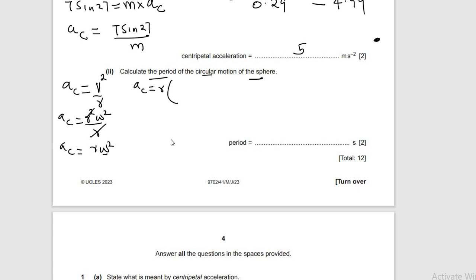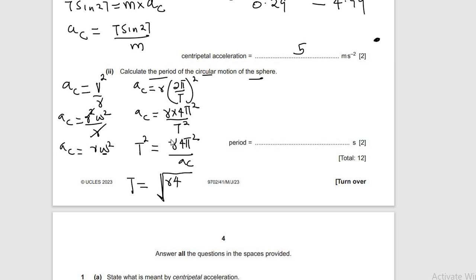What's the formula for angular velocity? It can be 2 pi f or 2 pi over t. I need t in this case. Don't forget to put square. At the end of the day, centripetal acceleration is r times 4 pi squared over t squared. We are looking for period. Make period the subject of the formula. That will be r 4 pi squared all over centripetal acceleration. So our period is square root of r 4 pi squared over centripetal acceleration.